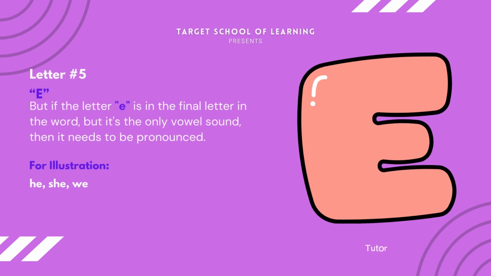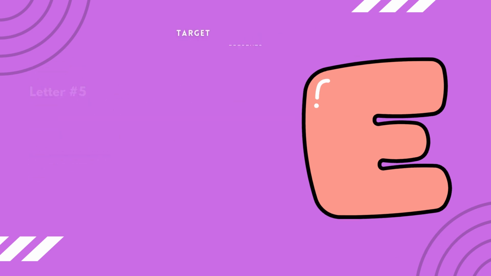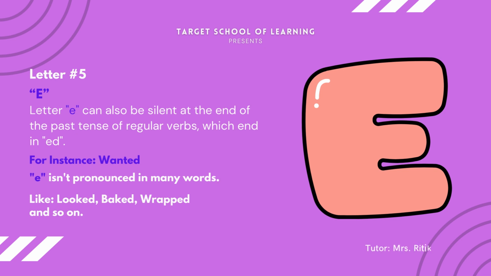But if the letter E is the final letter in the word, but it's the only vowel sound, then it needs to be pronounced. For illustration, he, she, we, and so on. E can also be silent at the end of the past tense of regular verbs which end in ed. For instance, wanted. E isn't pronounced in many words like looked, baked, wrapped, and so on.